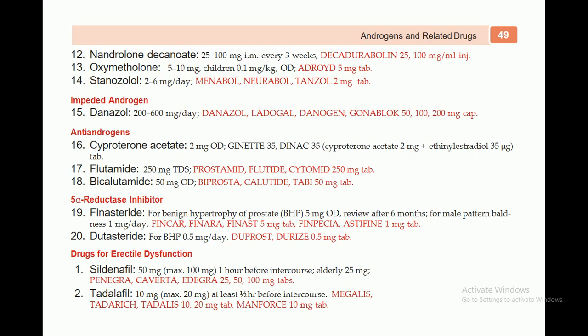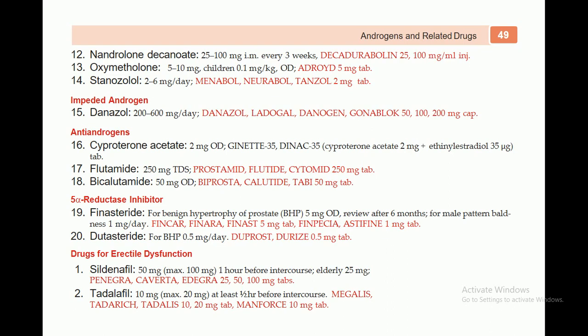While the oxymetholone is also available in 5 to 10 milligram in children, so it can be recommended at 0.1 milligram per kg body weight OD. So the brand, the drug which is available in the market, is Androyd 5 mg tablets. Another one is stanozolol, which is 2 to 6 milligram per day, Menabol and Neurobol, and Tinzol 2 milligram tablets.